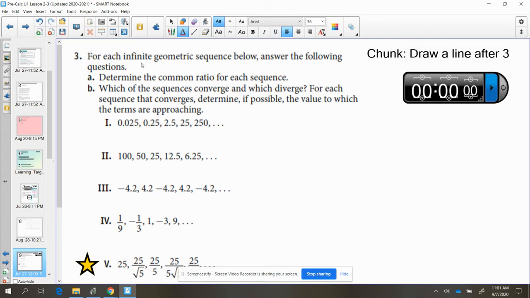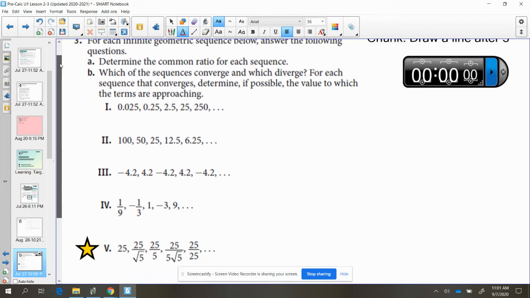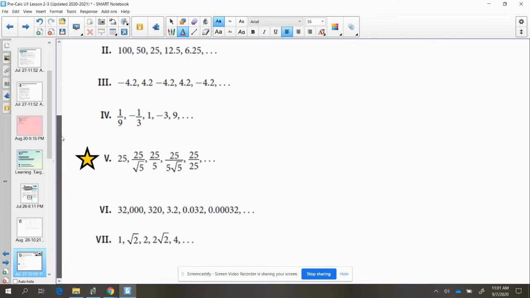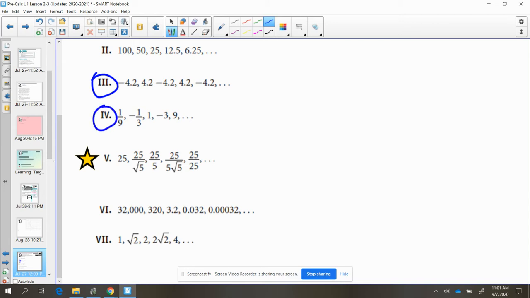Well, we also have some other patterns here that we're going to want to look at. And we're going to want to decide, okay, are these values converging or are they diverging towards something specific? I'm going to choose to look at 3 of these. Let's look at 3. Let's look at 4. And let's look at 5. And we'll talk about the others later.